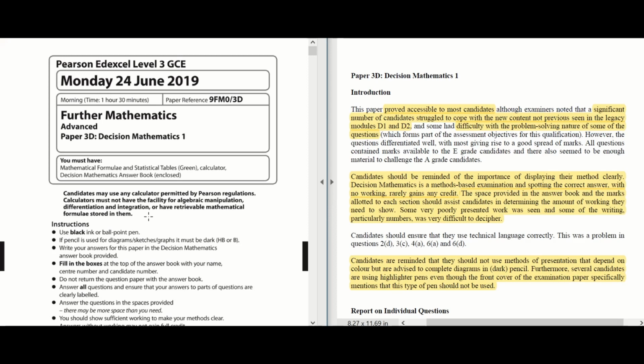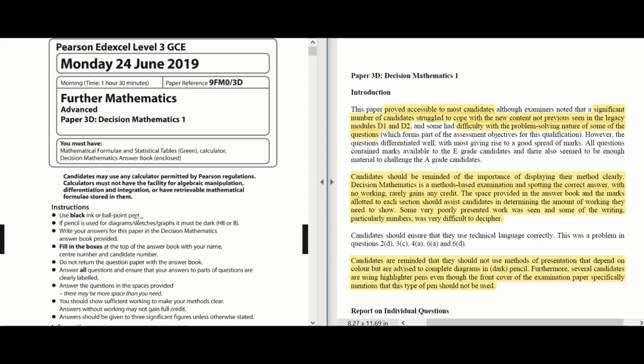And we're also told that candidates are reminded that they should not use methods of presentation that depend on colour, but are advised to complete diagrams in dark pencil. I know in this video I will be going through my solutions in colours to make it easy for everybody to understand, but just as a reminder, in the exam you have to use dark pencil. A lot of candidates used highlighters, even though that's not allowed as well. So this sort of pen should not be used.